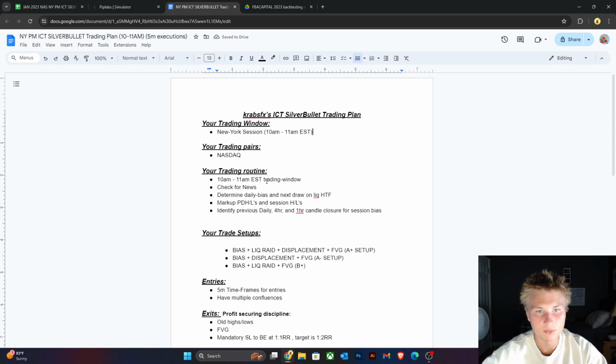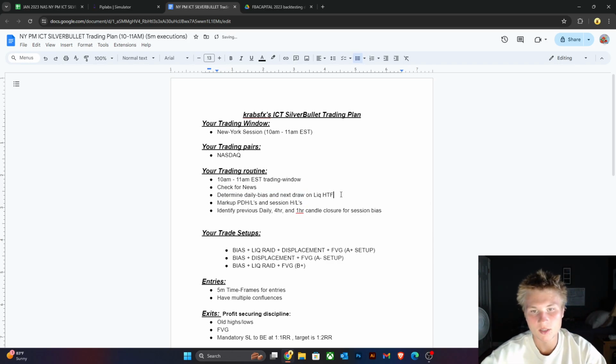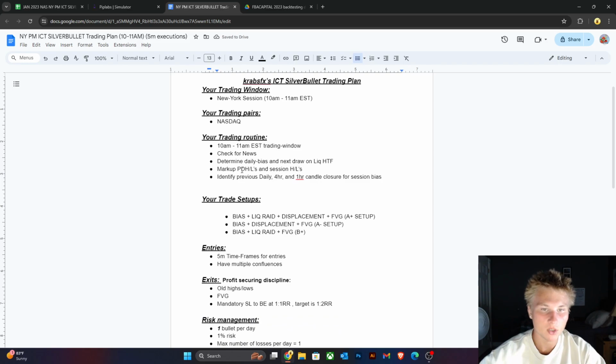And here's pretty much what I'm going to be doing. 10 a.m. to 11 a.m.: check for news, determine daily bias, and next draw on liquidity on the higher time frame. I'm going to be marking up previous day's highs and lows and session highs and lows. These are high probability areas of liquidity.